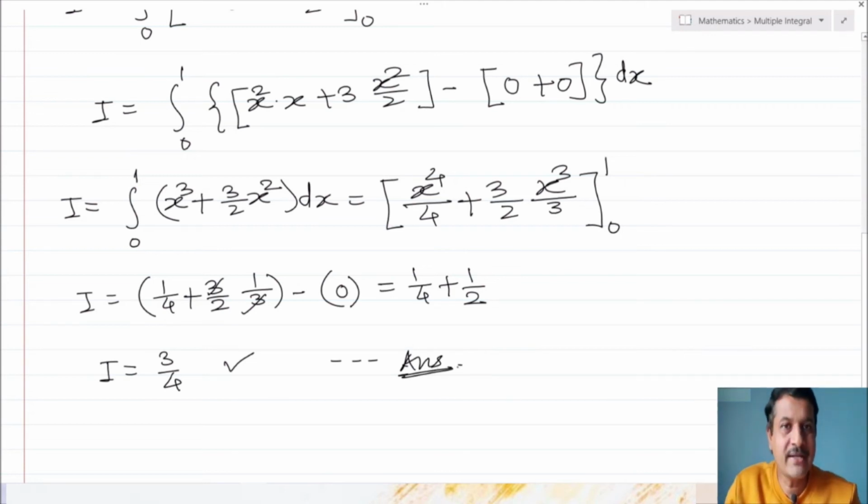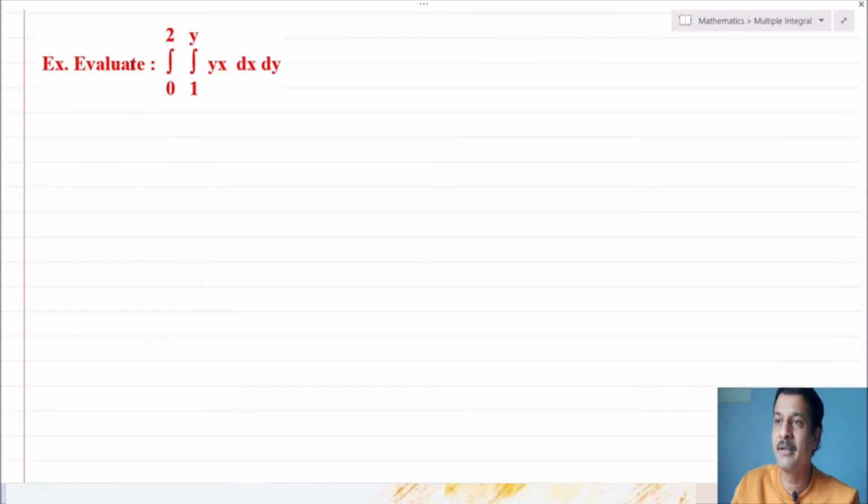So to evaluate double integration without fail, we should have the integration formula. So you must go through all the formulas of integration. Now consider one more example: evaluate the integral from 0 to 2, integral from 1 to y, of xy dx dy. You can see here the inner integral contains y, which means these are the limits of x.